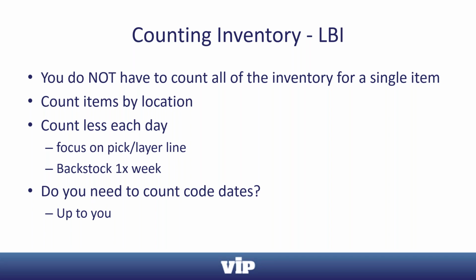So really the idea is that you could just count the pick and the layer line if you wanted to. By doing that, you would catch the majority of your variances, because that's where most of the product is moving from. You might also count the back stock a couple times a week or once a week. Keg coolers, again, it gives you a lot more flexibility of when you want to count and what you want to count. And the last thing that I like to let people know is if you're running any of those reports, the inventory shelf life report, the old beer report, you don't need to count code dates for those reports to actually work appropriately. It's completely up to you whether you want to count the code dates or not.